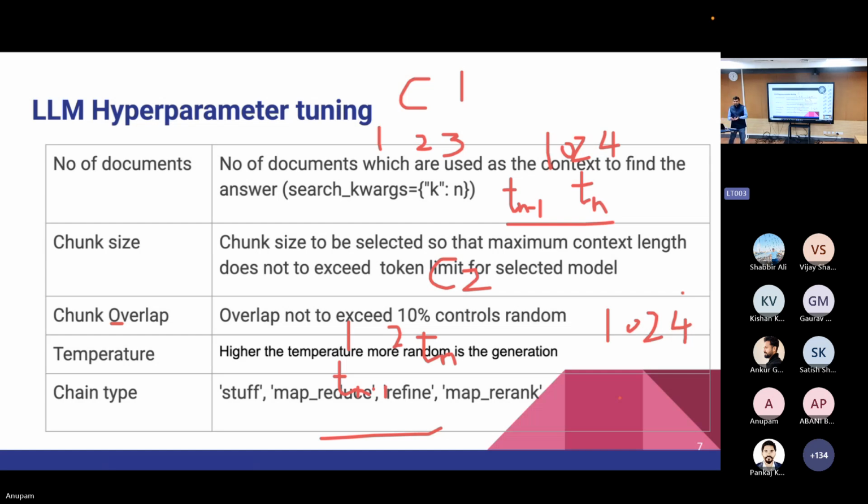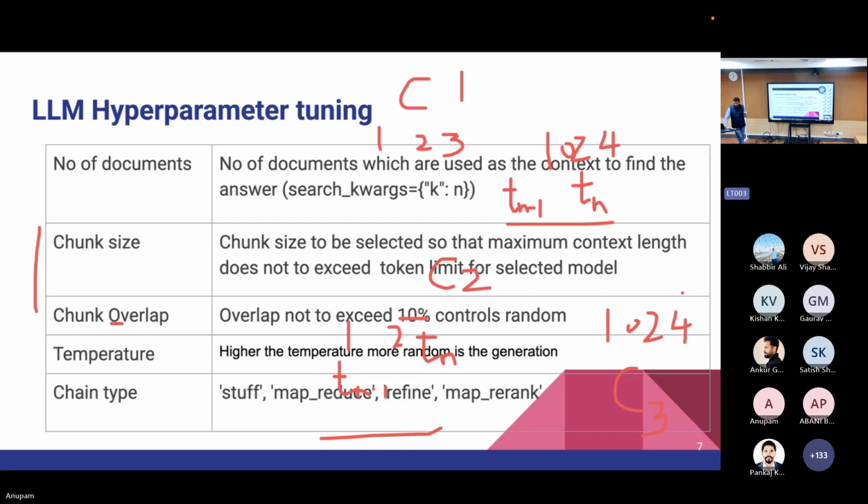Now, another thing is that overlap can be on both the sides. For the first chunk, the overlap can always be on the tail end. But for a chunk which is in the middle, the overlap can be on both the sides. So if I am saying 100 tokens is the overlap based on this 10% value, then there can be 50 tokens which will match with C1 and 50 tokens which will match with C3. So that's what I mean by the chunk overlap. I hope chunk size and chunk overlap is clear.